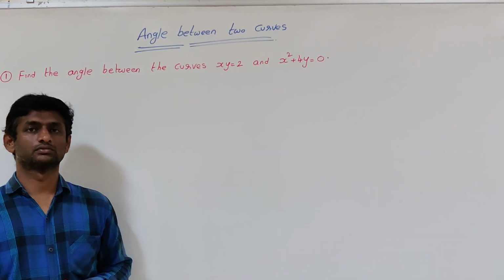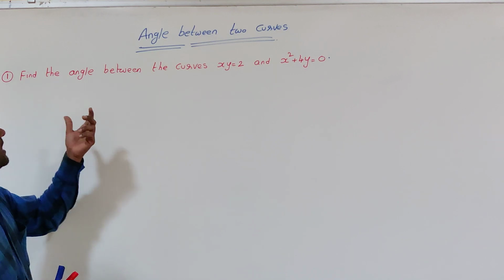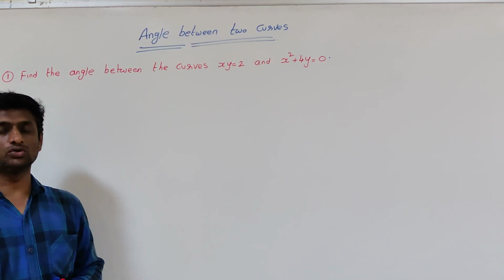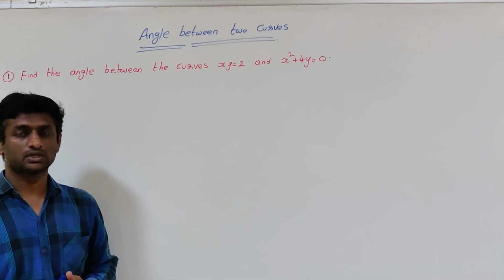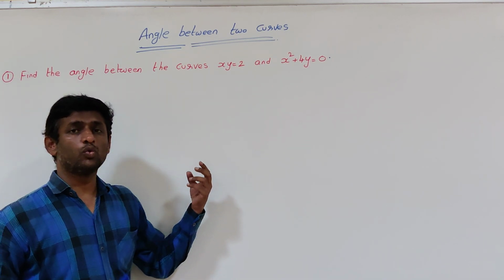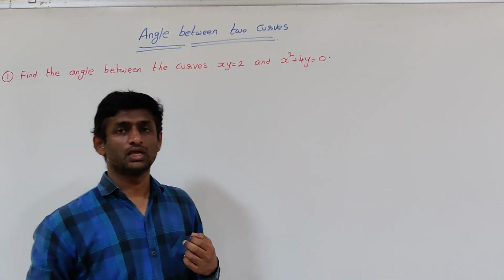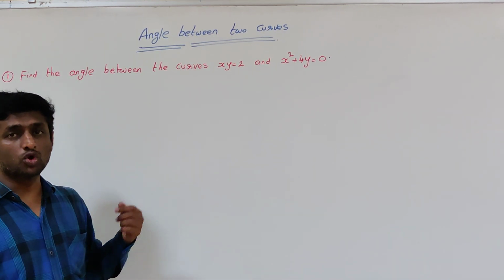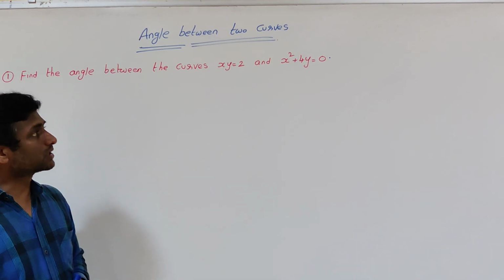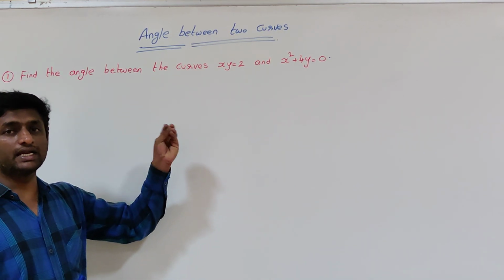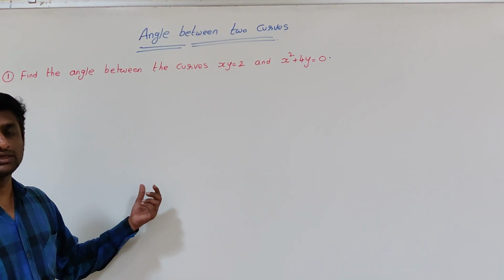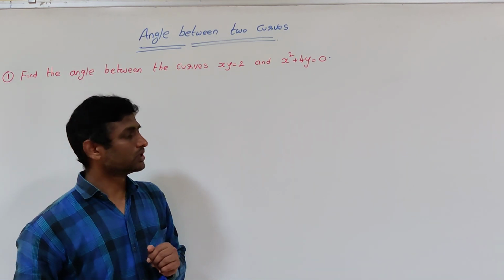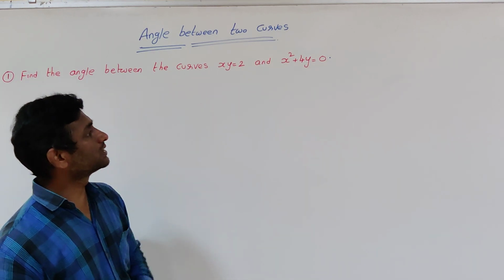First question. Find the angle between the curves xy is equal to 2 and x square plus 4y is equal to 0. These are the two curves, and we have to find where these two curves intersect, and after finding the point of intersection, we have to find the slopes of each curve at the point where they intersect. Then we can apply the formula, that is tan theta is modulus of m1 minus m2 by 1 plus m1 m2. So let's try to figure out the curves.